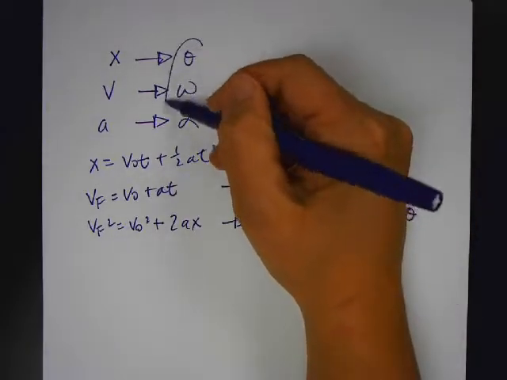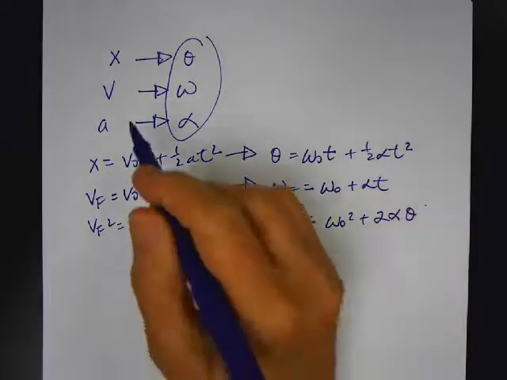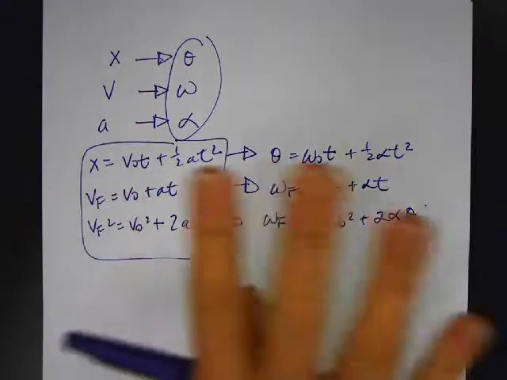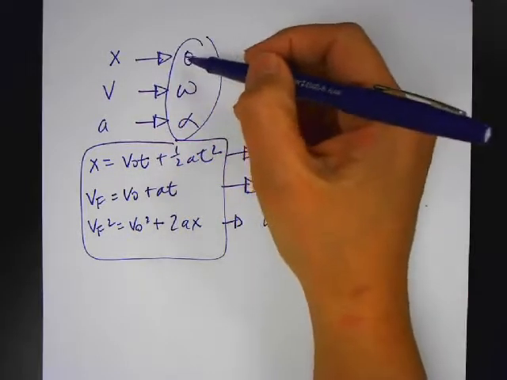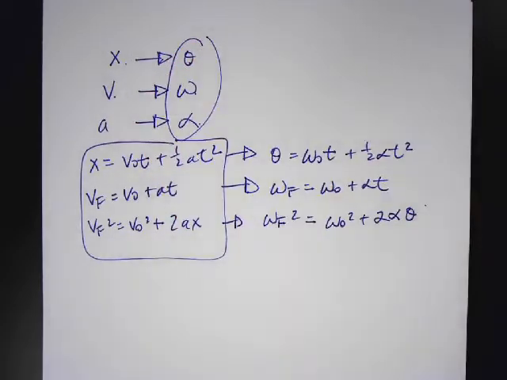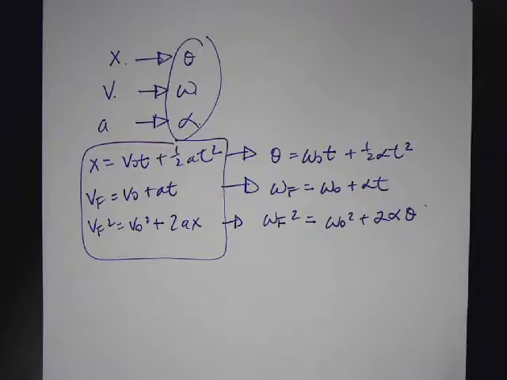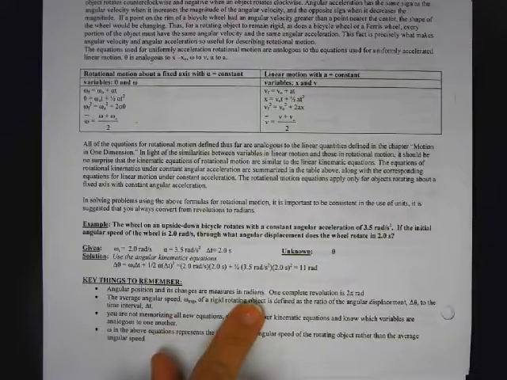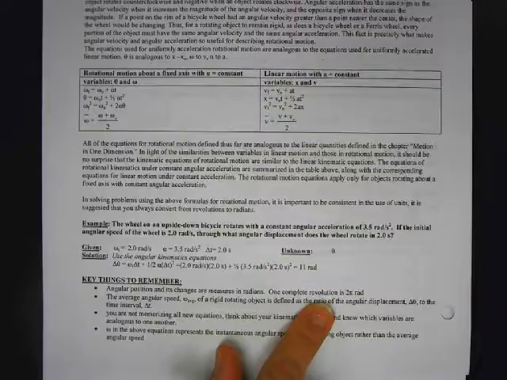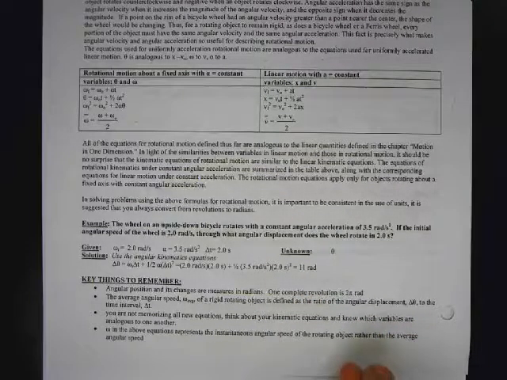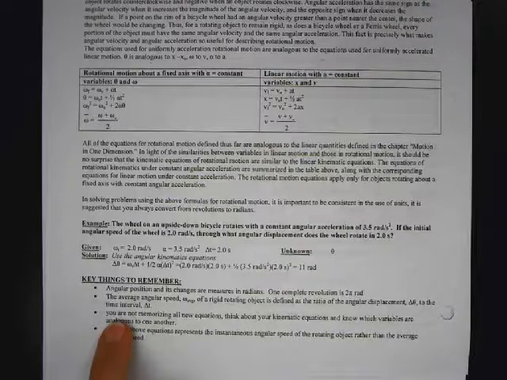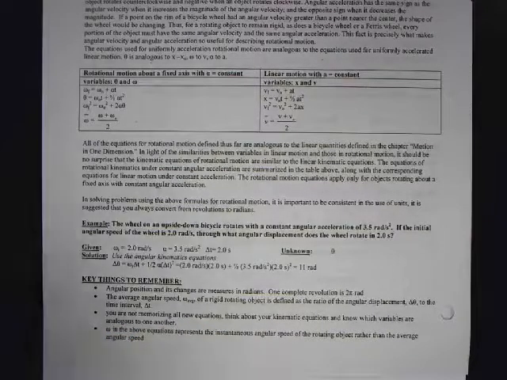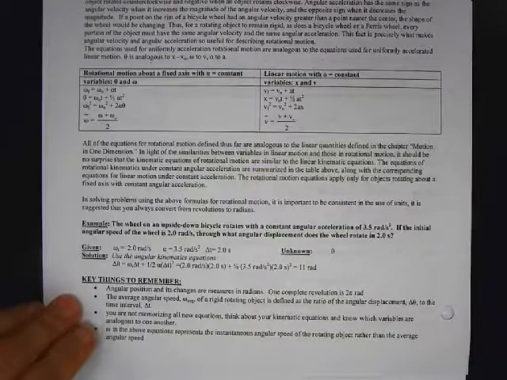Okay, so we're going to learn all new symbols. But here's the trick: you're not learning all new equations. These are the same equations, just like for everything else as well. Just say, okay, theta is like s, omega is like v, alpha is like a. And that's it. Again, if we look back at the lesson, the key things: angular position and its changes are measured in radians. You have to remember that, because sometimes they might give you words and not give you exactly what something is in radians. And again, you're not memorizing all new equations. Think about your kinematic equations to know which variables are analogous. That's about it. All right, now we're going to pass out the homework and do one of the homework problems. That's it.